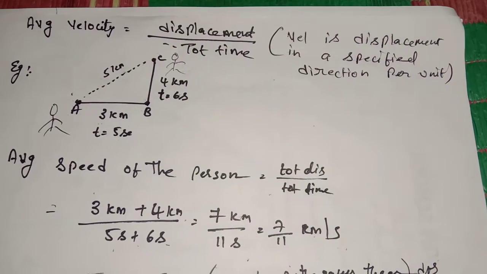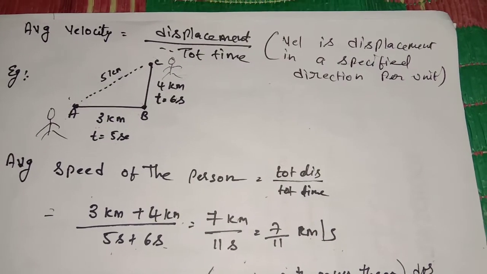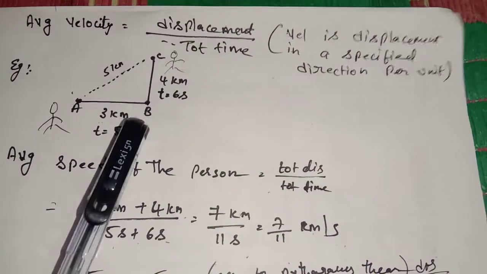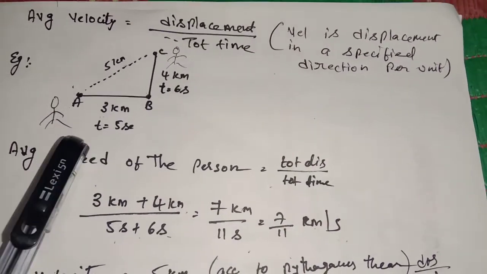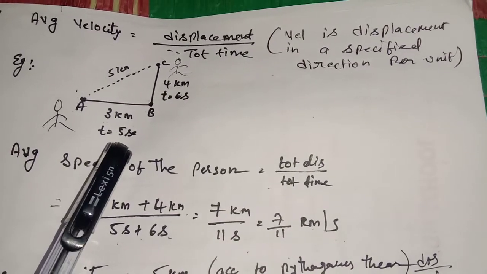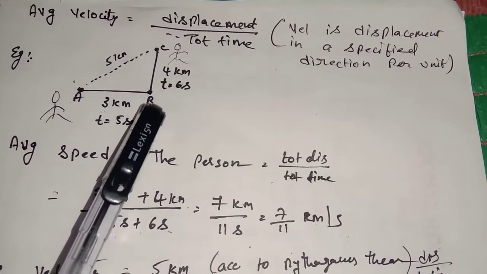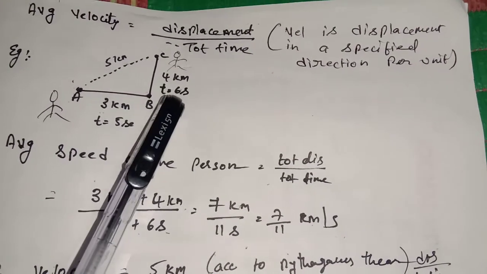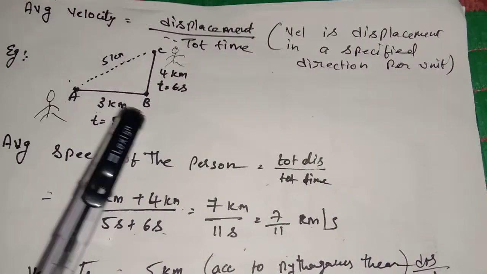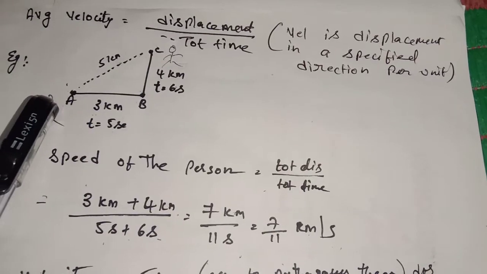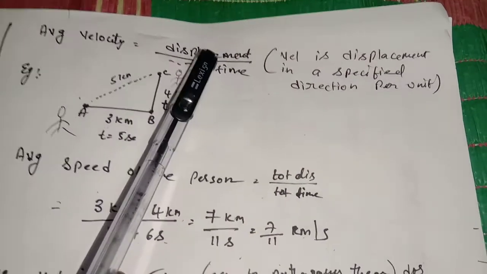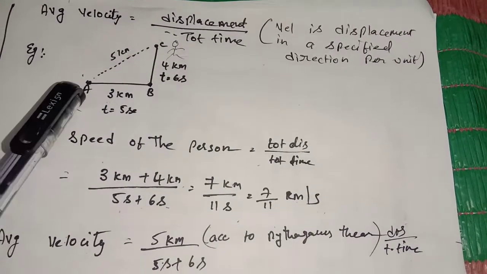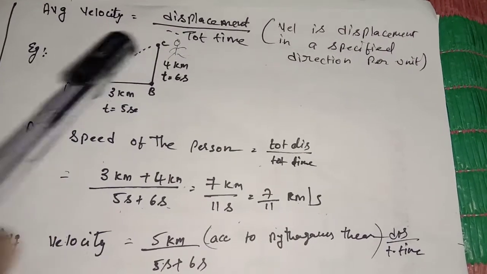Velocity is displacement in a specified direction per unit time. Displacement is the shortest distance from the initial point to the final point. Now see, I will give you one example. Here one person is moving from A to B, 3 km in 5 seconds, and then from B to C, 4 km in 6 seconds. What is the total distance? If you want the displacement, first we should know the total distance.